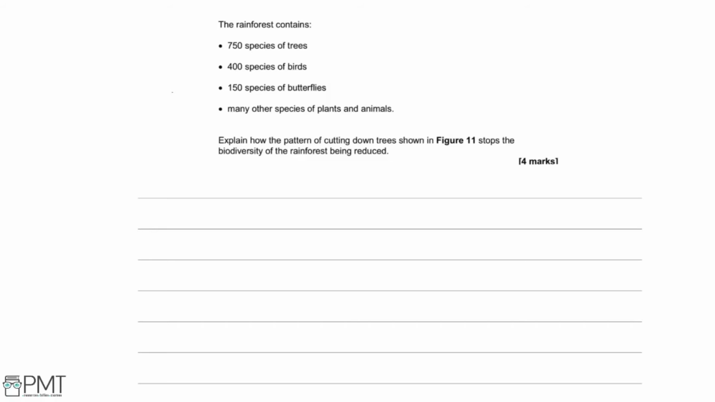The rainforest contains 750 species of trees, 400 species of birds, 150 species of butterflies, and many other species of plants and animals. Explain how the pattern of cutting down trees shown in figure 11 stops the biodiversity of the rainforest being reduced. And this question is worth 4 marks.